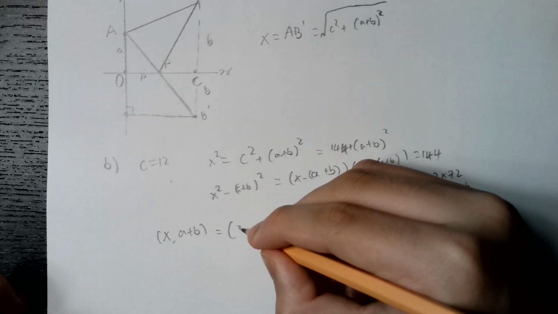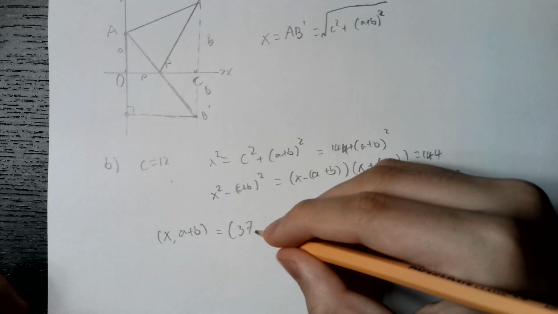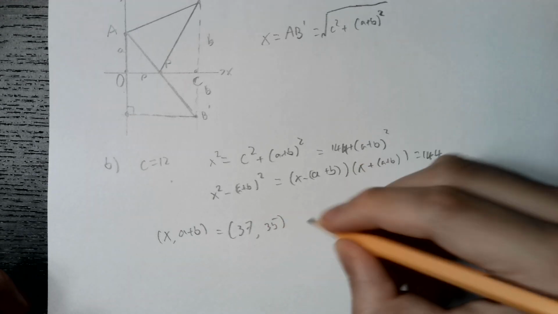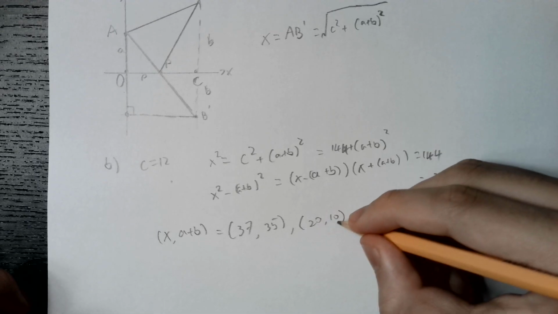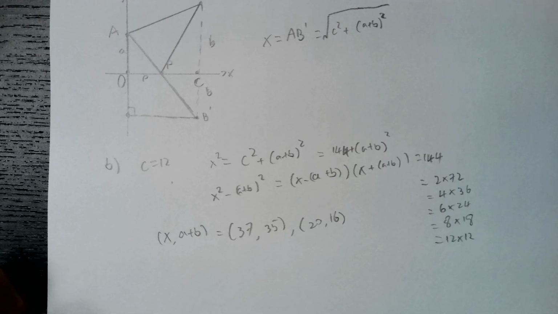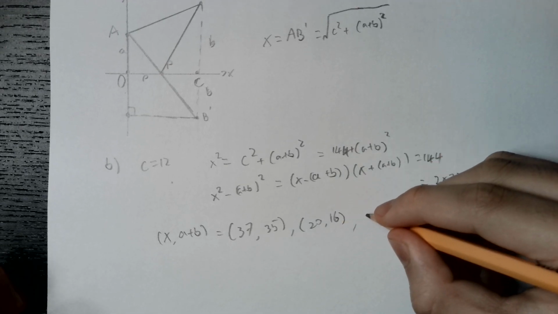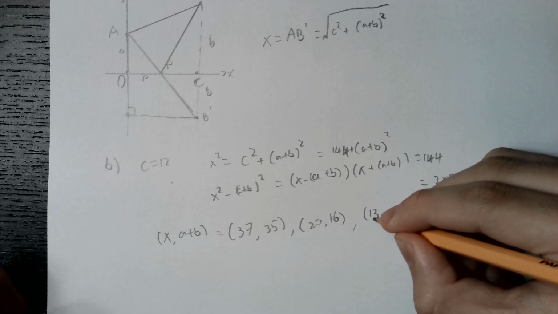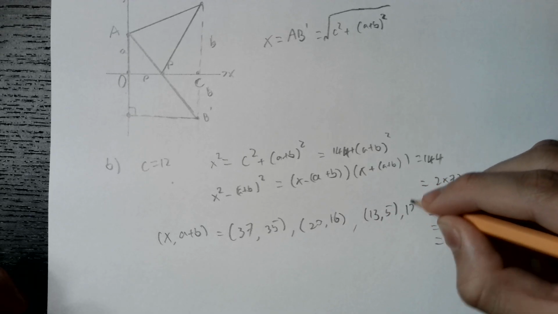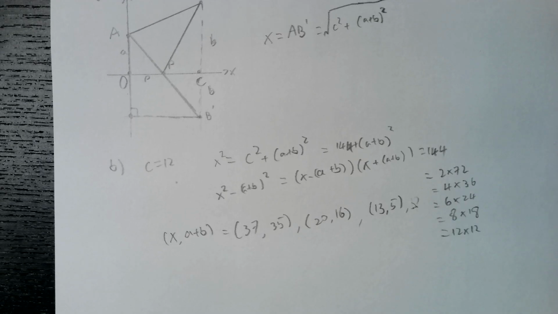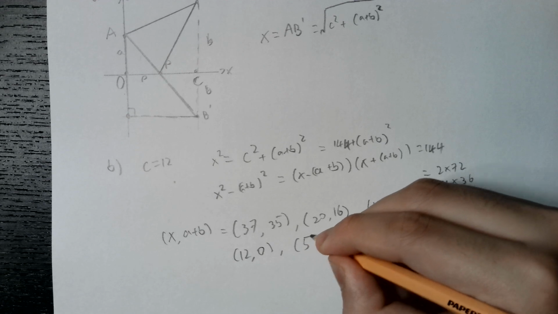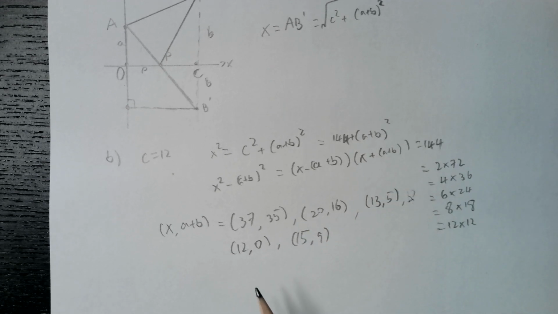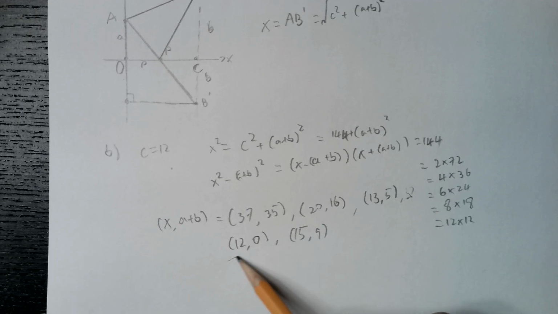We can get these pairs. So if x is equal to 37, a plus b is going to be equal to 35, that's a pair. If x is equal to 20 and a plus b is equal to 16. And obviously, we have a bunch more. So, for example, we have 13 and 5, 12 and 0, and 15 and 9. Obviously, 12 and 0 won't work here because a plus b can't be equal to 0, since they're both positive integers, so we can immediately cross this out.